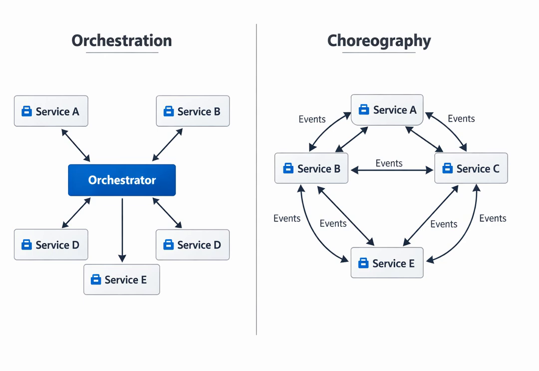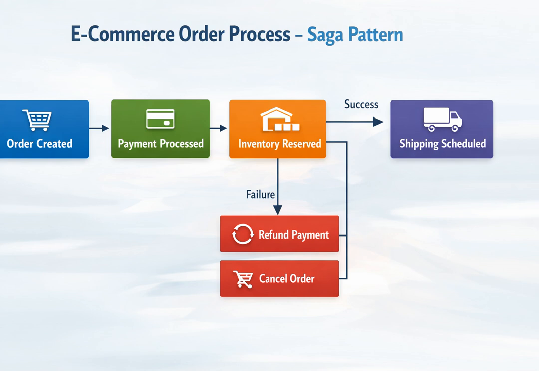This is where compensating transactions come in. If any local transaction within a saga fails, the Saga pattern dictates that a series of compensating actions must be triggered. These compensating transactions effectively undo the changes made by previously completed local transactions, bringing the system back to a consistent state. It's like having an undo button for your distributed operations.